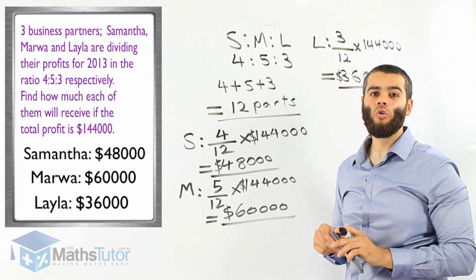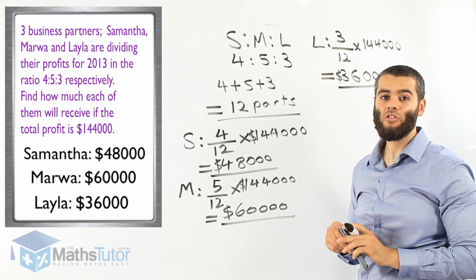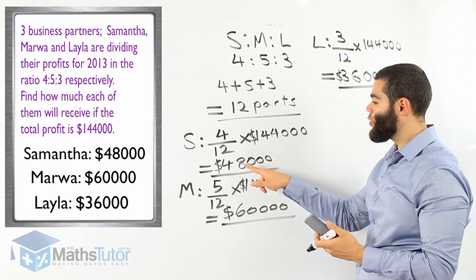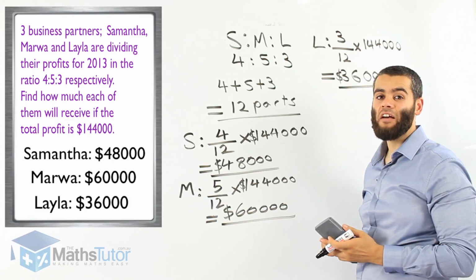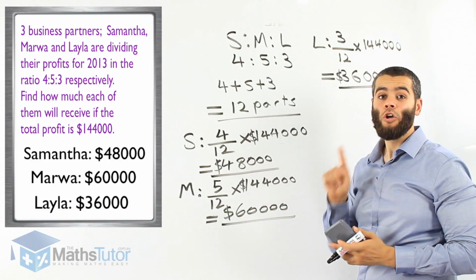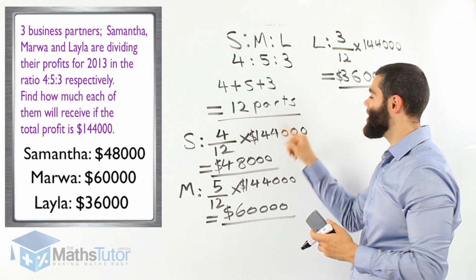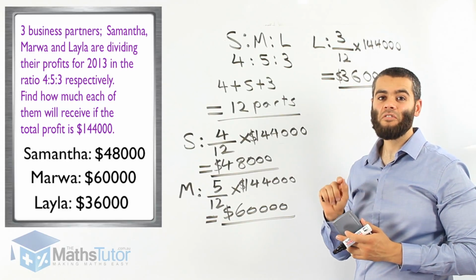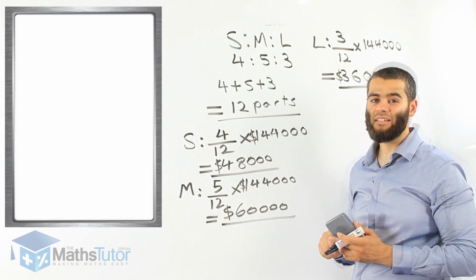Now, if you want to make sure we got it correct, another way to check is to add them up. 48,000 plus 60,000 plus 36,000. You have to get the total of 144,000, just to double check and make sure you're doing it correctly.